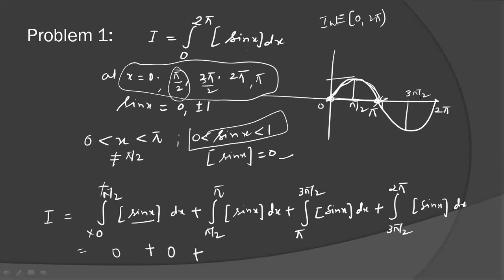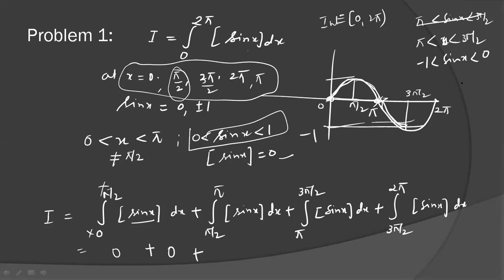But in pi to 3 pi by 2, when x is between pi and 3 pi by 2, your sin x is between -1 and 0. You can see that. It is -1 here, so -1 to 0. And if you take the greatest integer of -1 to 0, it will give you -1. So from pi to 3 pi by 2, it will be -1 dx. This value will be -1.